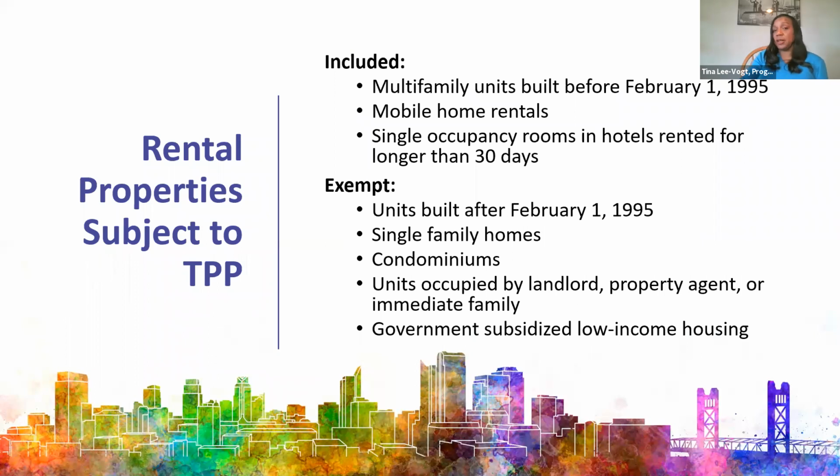The properties that are subject to our program include multifamily units built before February 1995, mobile home rentals, and single occupancy rooms and hotels rented for longer than 30 days. Those that are exempt: anything built after February 1995, single family homes, condominiums, a unit that's occupied by the landlord, a property agent, or immediate family, and government subsidized housing. So it's really important to understand what's included and what's not. A lot of times we get calls from different folks, and we have to make sure that they're actually covered by our program.